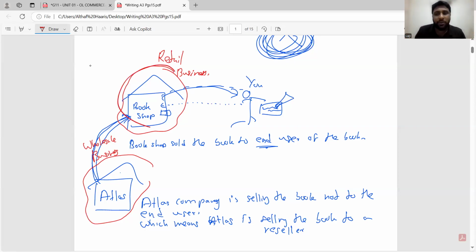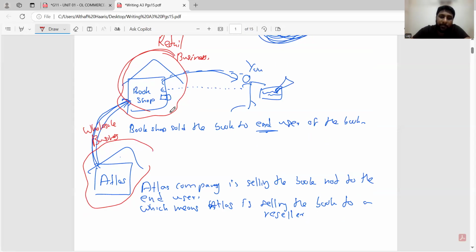But the bookshop is not selling 1,000 books to you. They are selling 1, 2, 3, 4, 5, very small quantities. Retail business. So remember, if a business is selling directly to the end user, that is a retail business. If a business is selling not directly to the end user but to a reseller, that is a wholesale business.